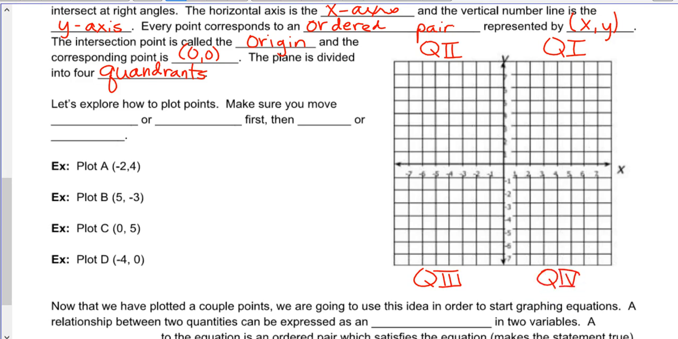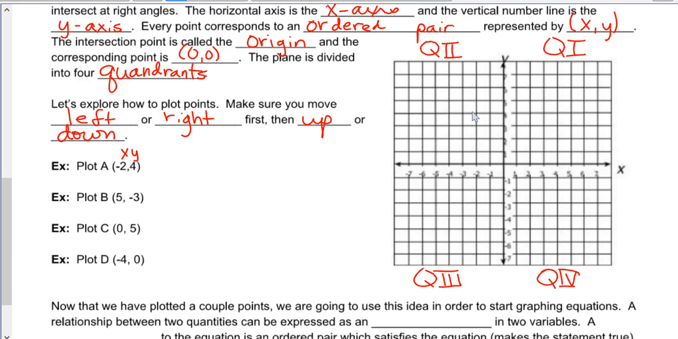Okay, now let's explore how to plot points. Make sure you move left or right first, and then in the y direction, which is then up or down. And it is determined by whether it's positive or negative, whether you go up or down or left or right. So if I want to plot point A, here's my x and there's my y. On my x-axis, I need to go left 2 because it's negative, so here's at negative 2. And on the y-axis, I need to go to positive 4, which is in the up direction.